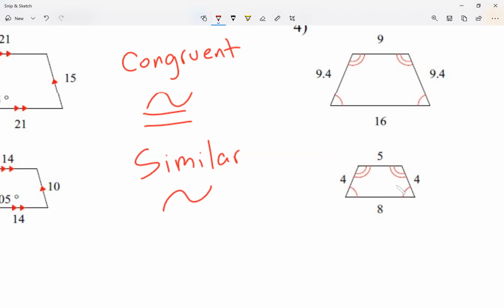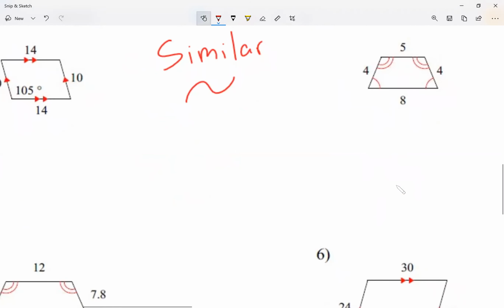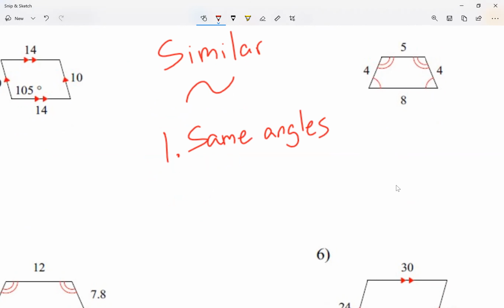In order for two things to be similar, we need to meet two things. First of all, in order for the shape to be the same shape, the angles have to be the same. So I'm just going to write same angles. We don't want to have a picture all distorted. We want it to look the same. So if there's any angles, we're going to keep the same angles.